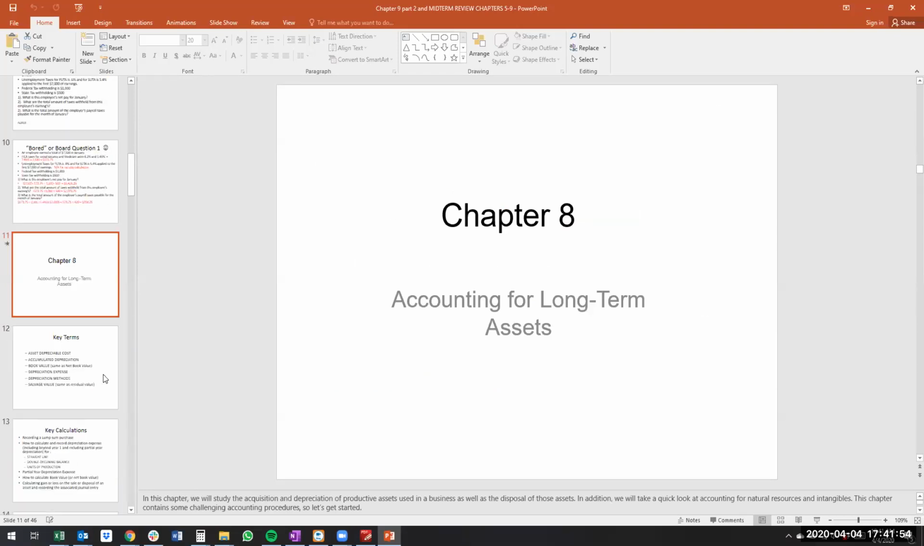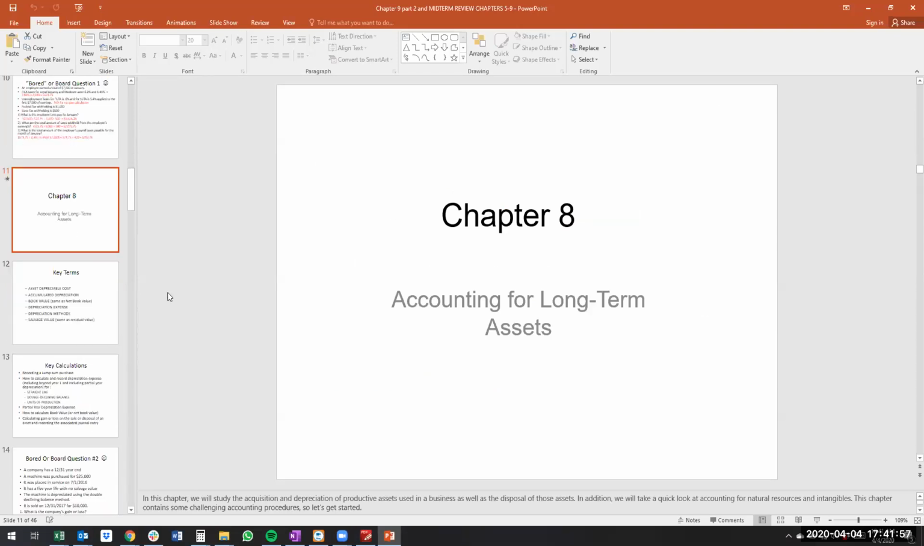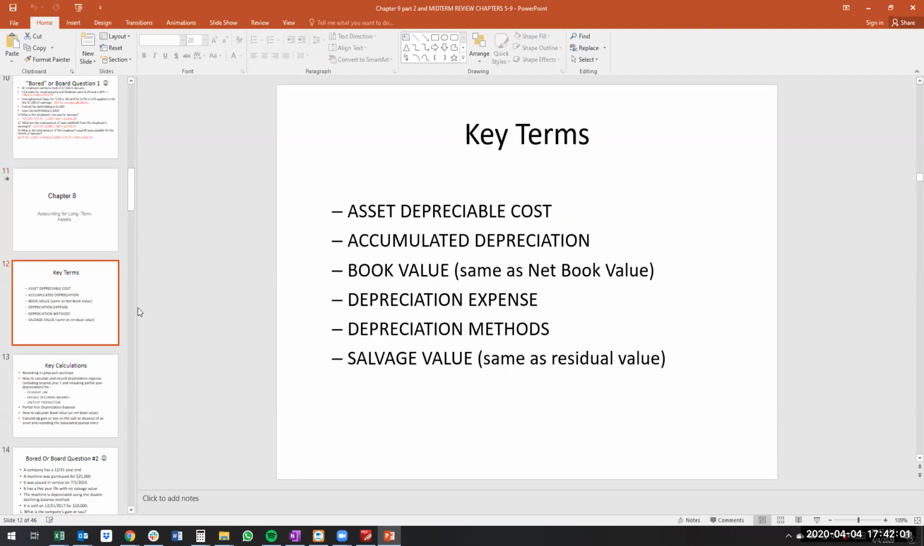Chapter 8, accounting for long-term assets. This was, again, asset depreciable cost, accumulated depreciation, book value, depreciation expense, the methods of depreciation, and salvage value. Can anyone tell me some of the depreciation methods in the chat?